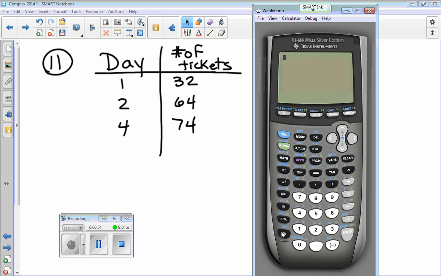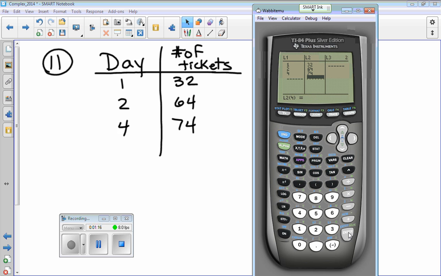So I'm just going to plug mine in here. We're going to go to stat, edit, and I'm going to make sure that there's nothing in my list 1 or 2. I'm going to simply plug in the days: 1, 2, and 4. And over here in the y's, I have 32, 64, and 74.